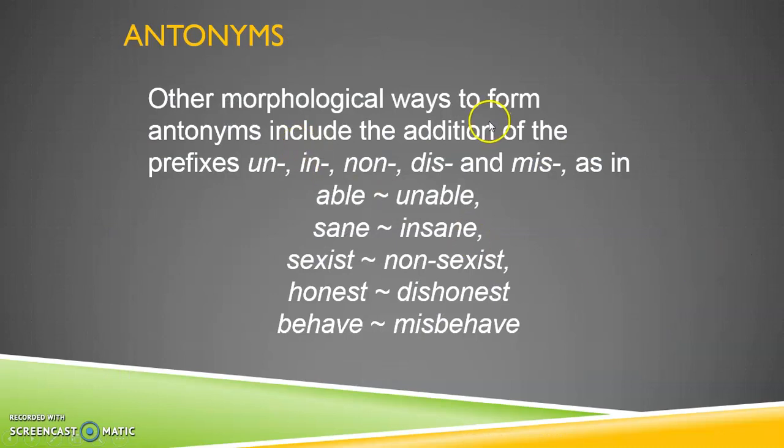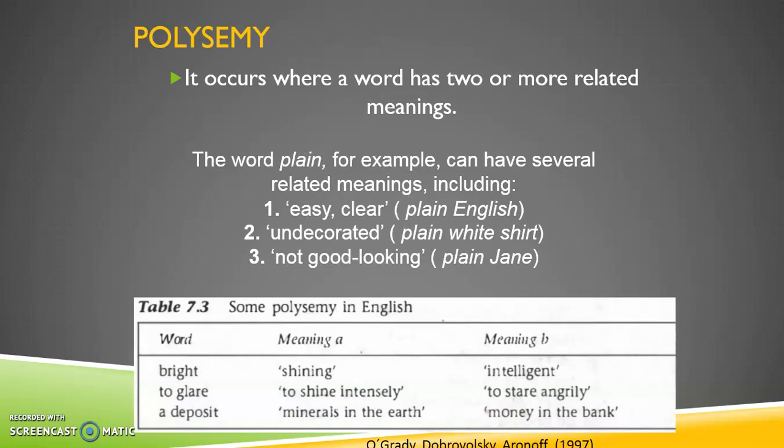Other morphological ways to form antonyms include the addition of prefixes like in-, un-, and non-, like able, unable, sane, insane, sexist, non-sexist. So we'll have to teach that again. Here we work with morphology.